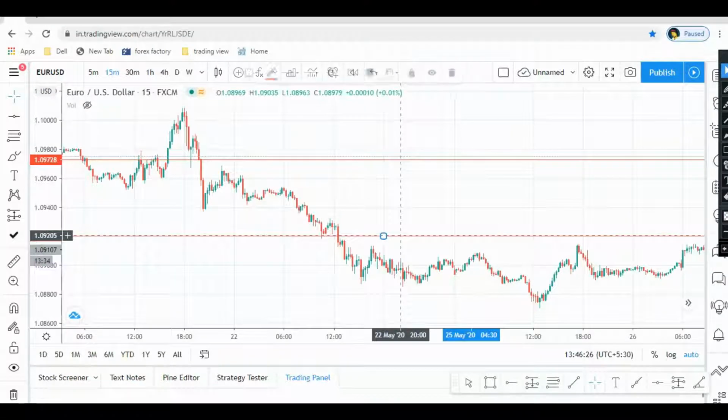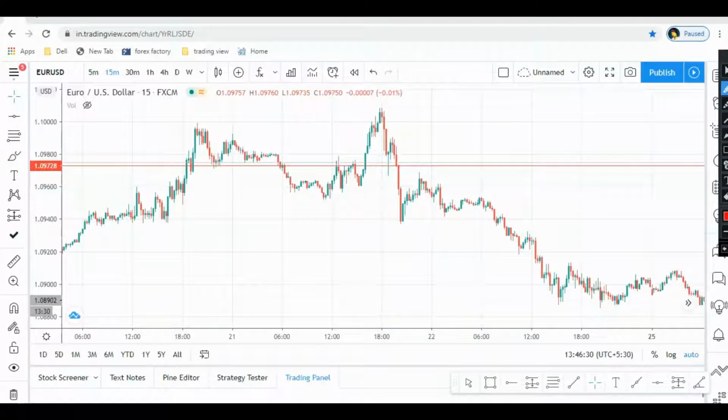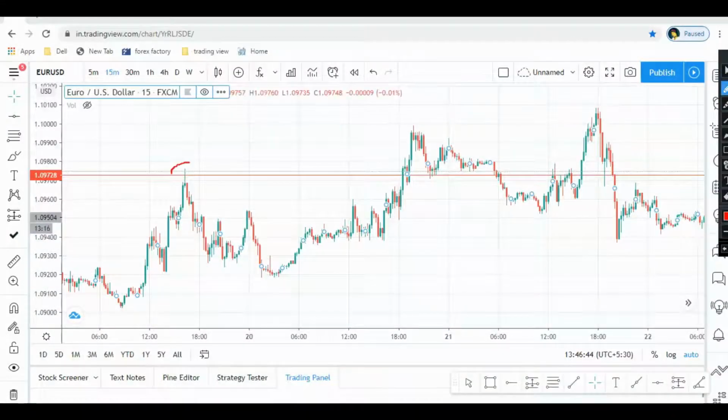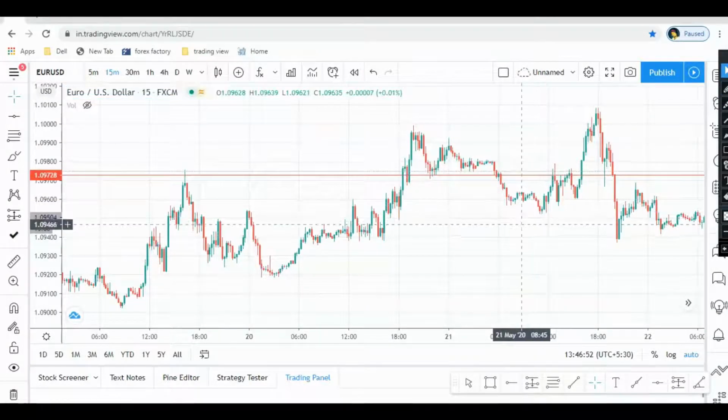Let me delete this line. As you can see on the 15-minute chart, there are two resistances, this one and the second one is this one. So till now it shows a very strong resistance zone. Here also you can see this place acting as a strong resistance. So it is very reliable. I am very reliable on this, so I have placed a sell order on this.